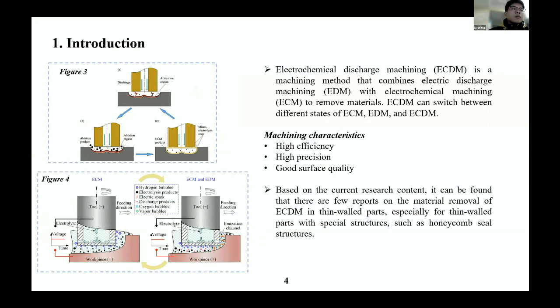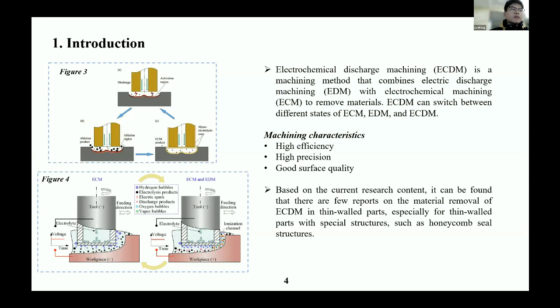Based on the processing difficulties, this study proposed to use electrochemical discharge machining to process honeycomb cell structures. This method combines electrochemical machining with electric discharge machining. ECDM can switch freely between the three processing states of ECM, EDM, and ECDM as shown in Figure 3.